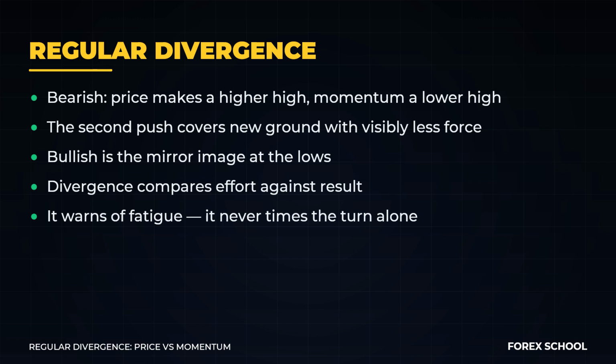Regular bullish divergence is the exact mirror at the lows. Price makes a lower low while momentum makes a higher low, because the second decline carried far less force than the first. Divergence is the market comparing effort against result, and it warns of fatigue. What it does not do, ever, is time the turn by itself.